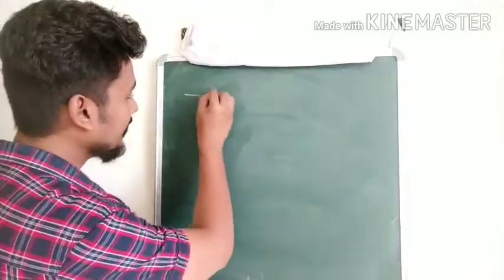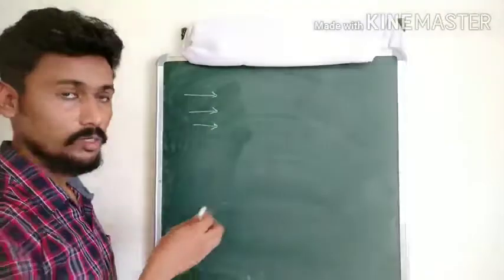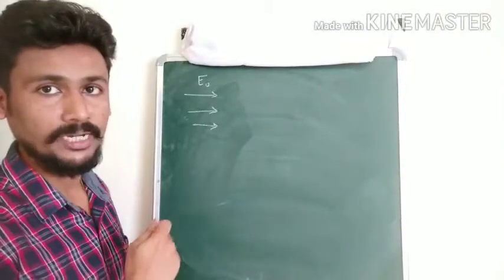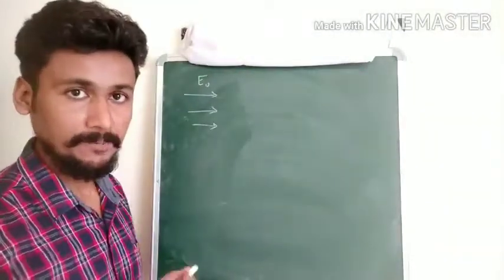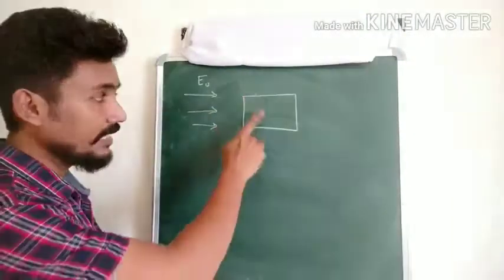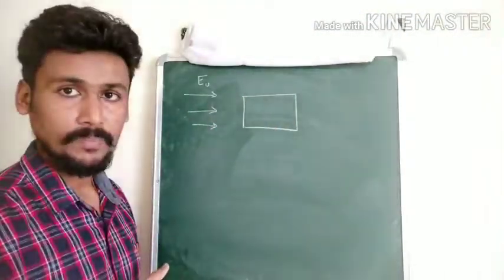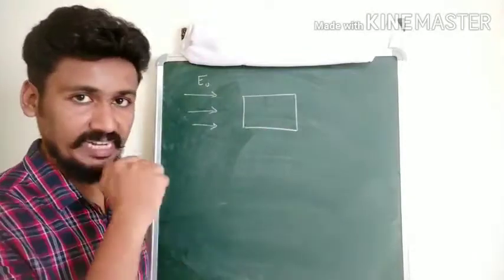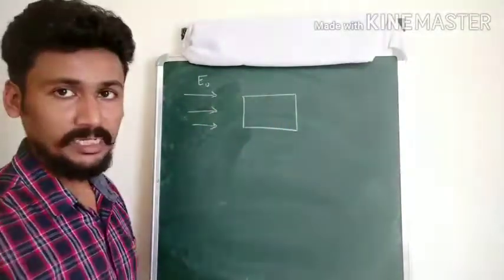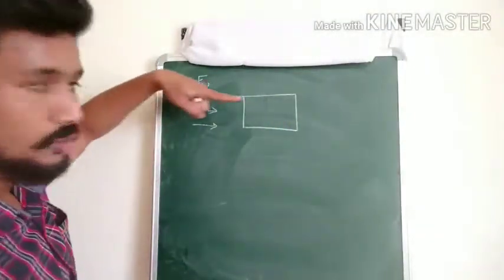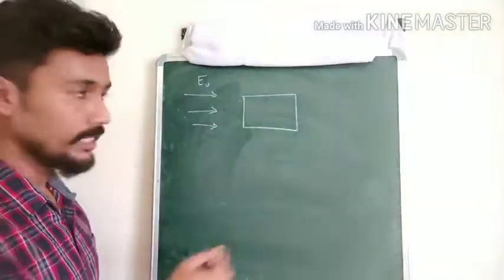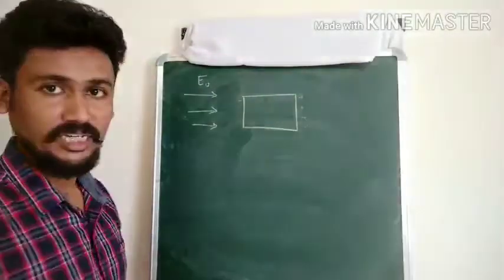So imagine this is an external electric field. The external field we denote by EO, where O stands for outside, the field that is external. Here we are going to place a conductor, a very good conductor of electricity. What will happen because of this electric field? Some charges will be induced over here. Because the electric field is going like this, on this surface you will see many negative charges, and on this side you will see many positive charges.